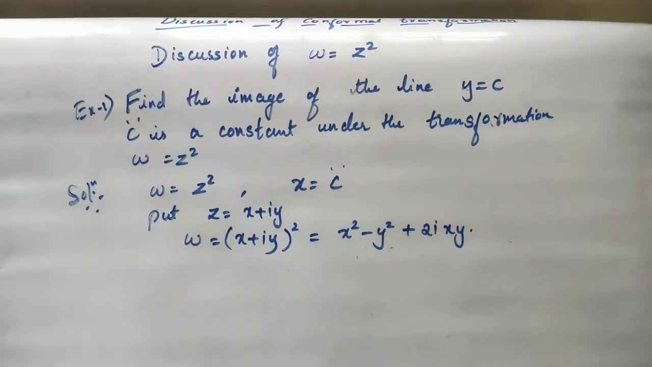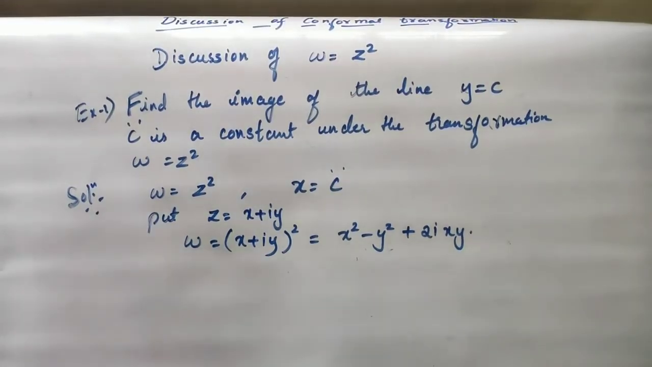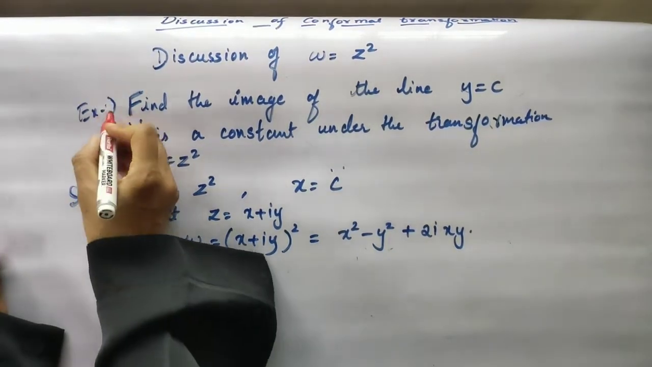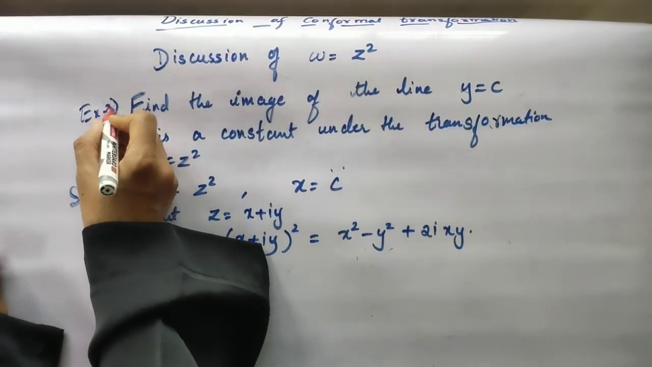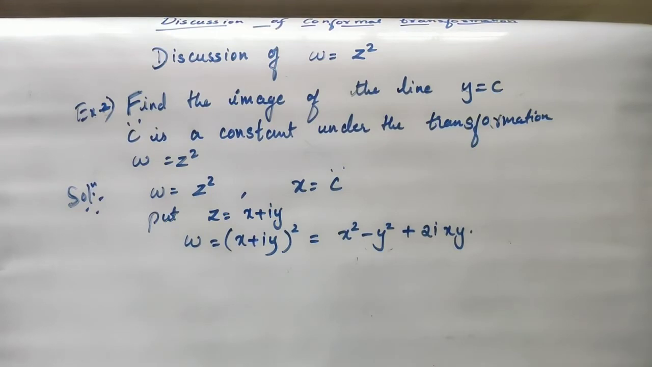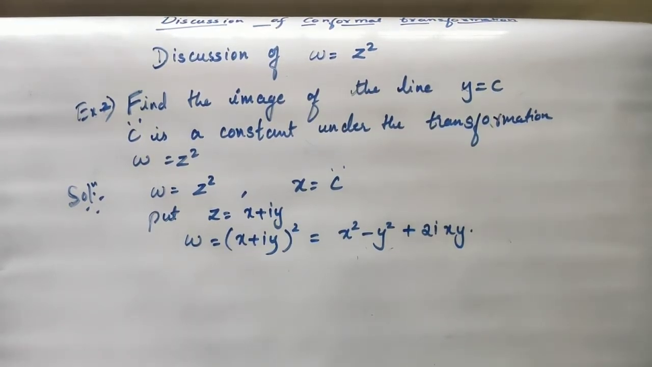Okay, let's continue with another problem. I'll just call this example 2. See here, same as the previous one. Previously we found the image of the line x is equal to c of the z plane under the transformation w is equal to z square in the w plane.